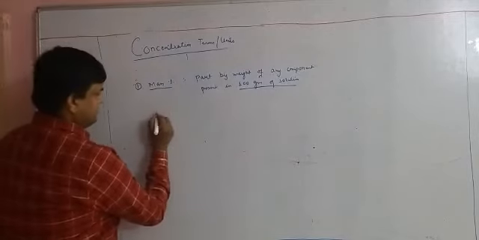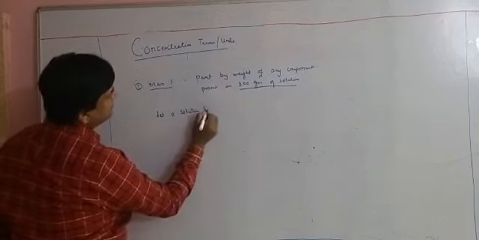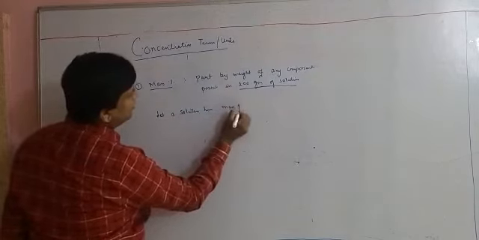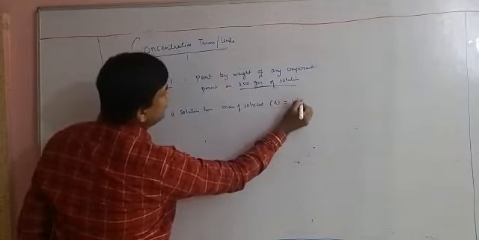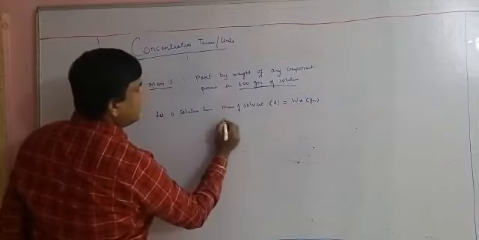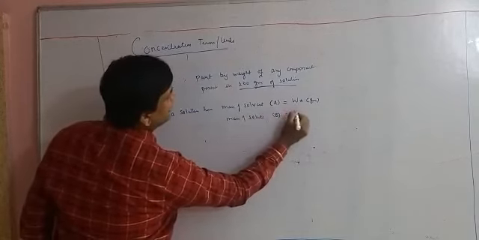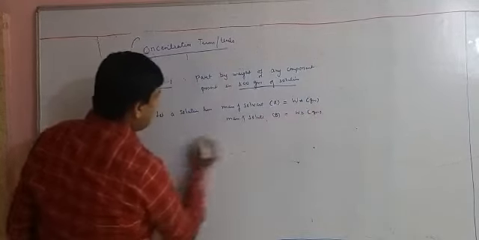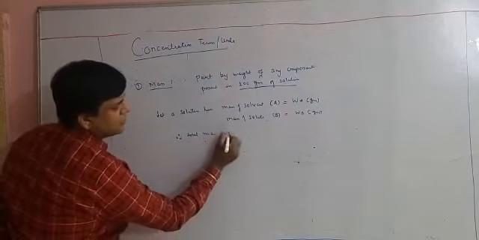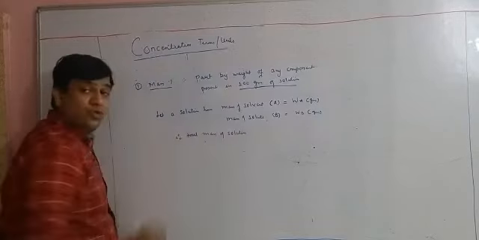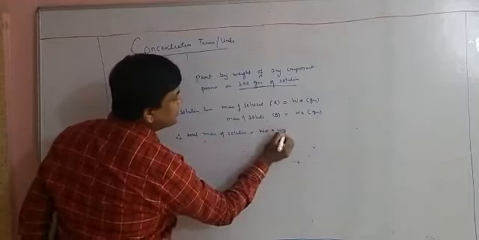Now see, let a solution have mass of solvent, that is A, equal to WA in gram, and mass of solute B equal to WB in gram. Therefore, total mass of solution will be equal to WA plus WB.